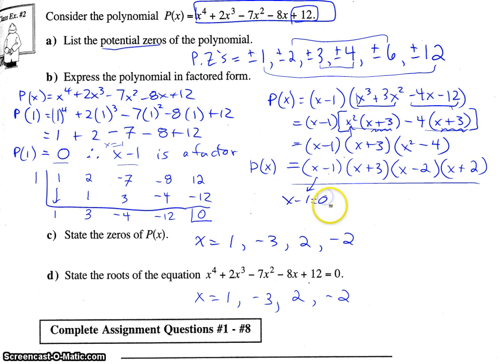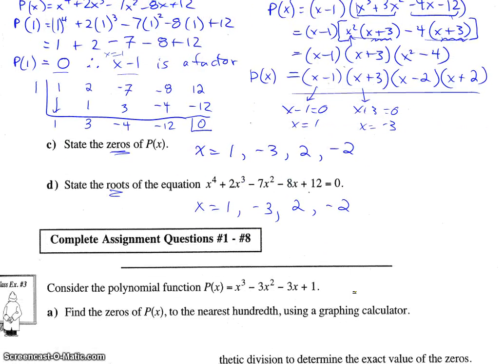I'm just going to make sure you know how to do that. X minus 1 equals 0. Add 1 to the other side. There we go. Same thing here. X plus 3 equals 0. Subtract 3 to the other side. Okay. And there we go. Our zeros. And as you recall from our initial part of the lesson, zeros of a polynomial function are the same as the roots of the equation. So same answer for part D.